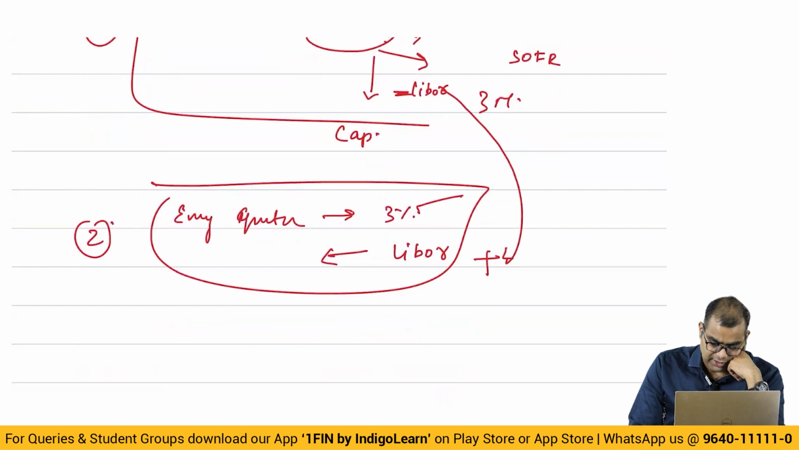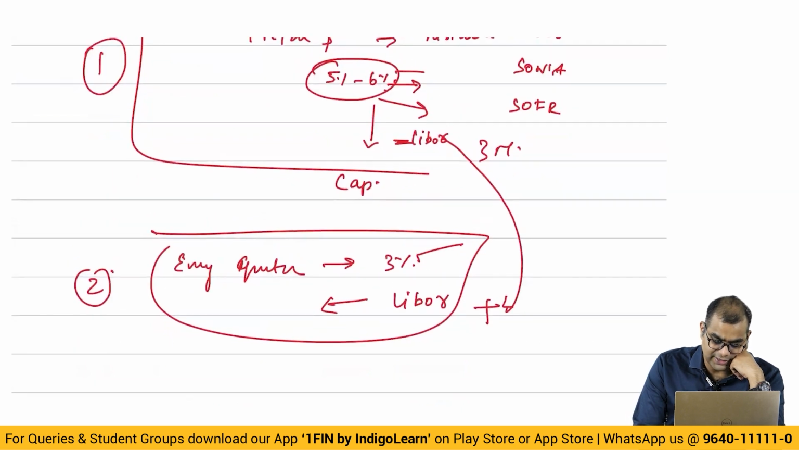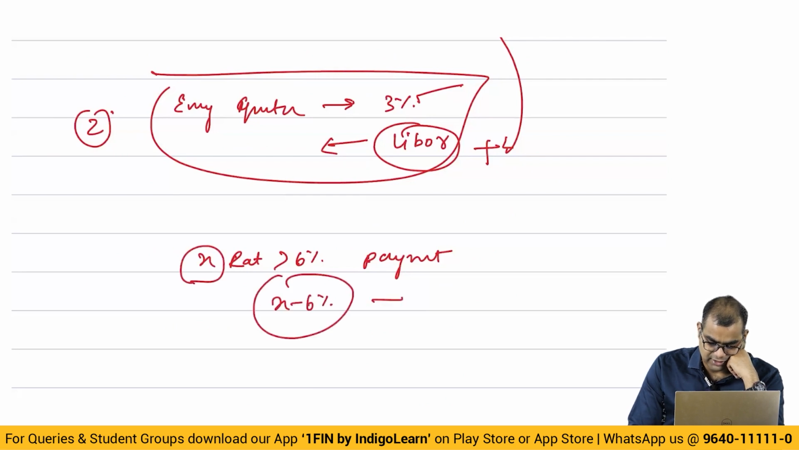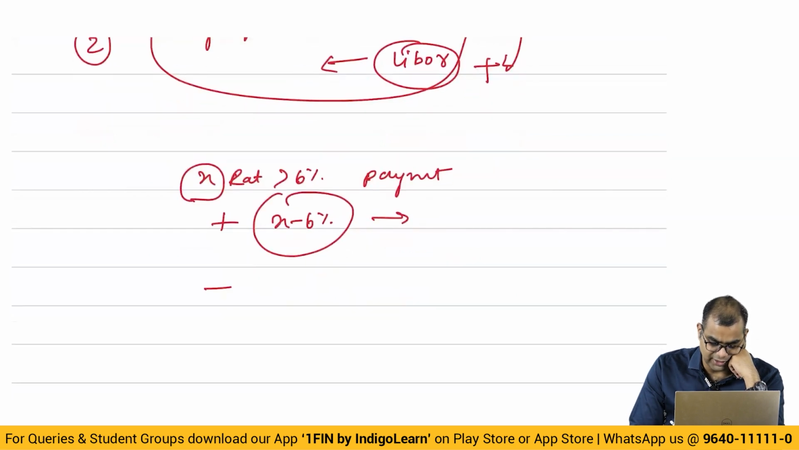You say, if the rate is above 6%, you pay me that. If rate, let us say X, is greater than 6%, you pay me X minus 6%. This is plus. I will pay you every quarter 1%. My outflow, this is inflow.